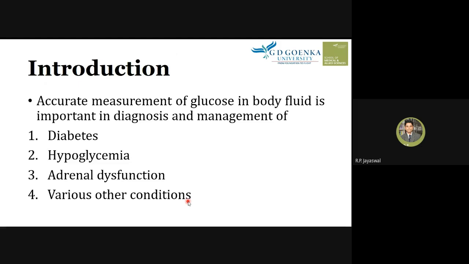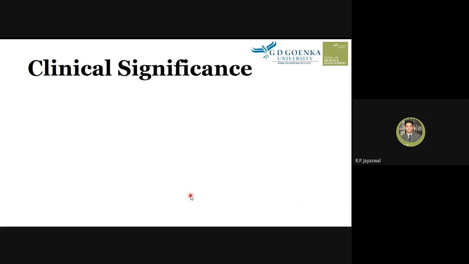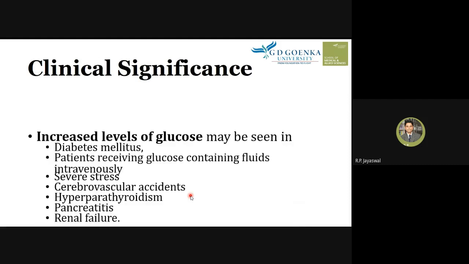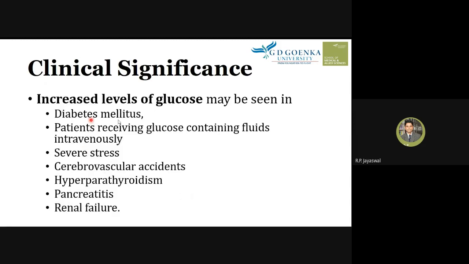So before surgery, the doctor asks if you have diabetes, so that can be confirmed by glucose test, right? And here the clinical significance of the glucose test is that an increased level of glucose may be seen in diabetes mellitus, where the insulin is not produced properly, or the insulin which is produced might be dysfunctional, because the insulin may not be able to bind to the proper receptor. So the receptor may be abnormal, or there may be insufficient production of insulin.